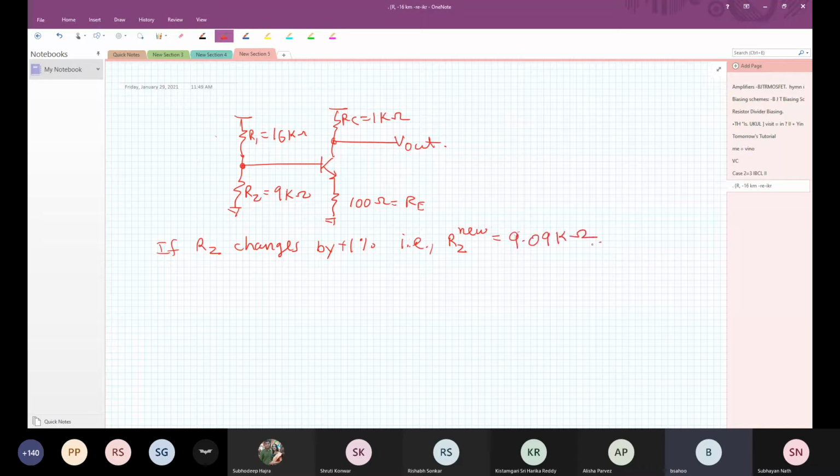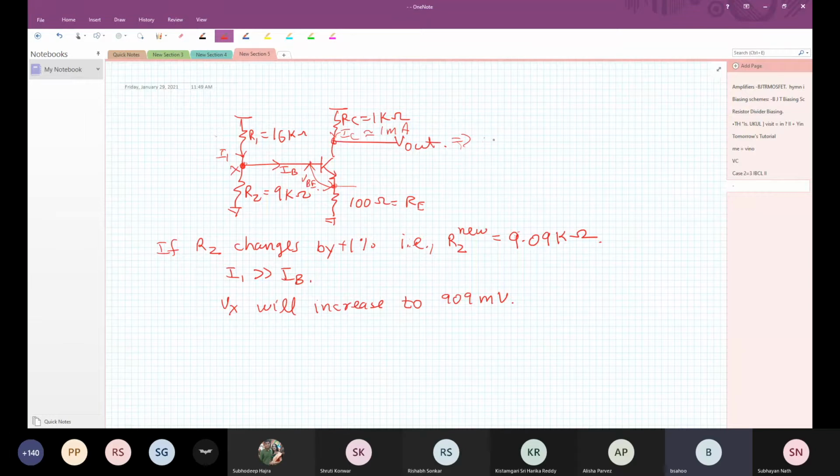So it will become 9.09 kilo ohms, right? If it becomes 9.09 kilo ohms, then you can again solve it and you will see that I1 will still be much greater than IB, but the voltage Vx will increase from 900 millivolts to 909 millivolts. Although Vx increases by 9 millivolts, the extra 9 millivolt drop will almost come across this RE and it will maintain VBE at the same value as before and maintain IC at roughly 1 milliamp, thereby maintaining V out close to the same 1.5 volts.